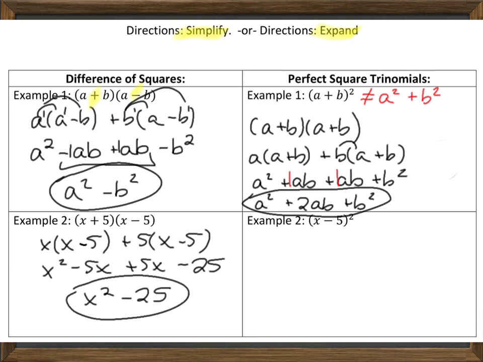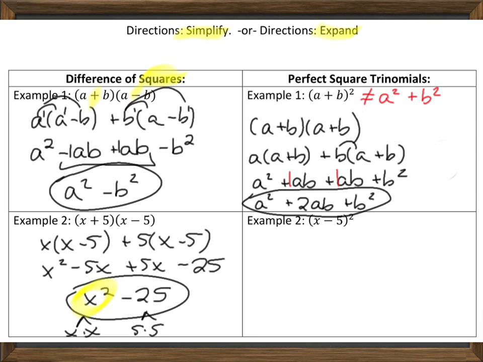Remember, with a difference of squares, the definition is baked into the name. Difference means what? It means subtraction. Well, we are absolutely subtracting those 2 values, and the values that we're subtracting are both perfect squares. x squared is a perfect square, it's x times itself. 25 is a perfect square, it's 5 times 5. So x squared minus 25 is a difference of squares.